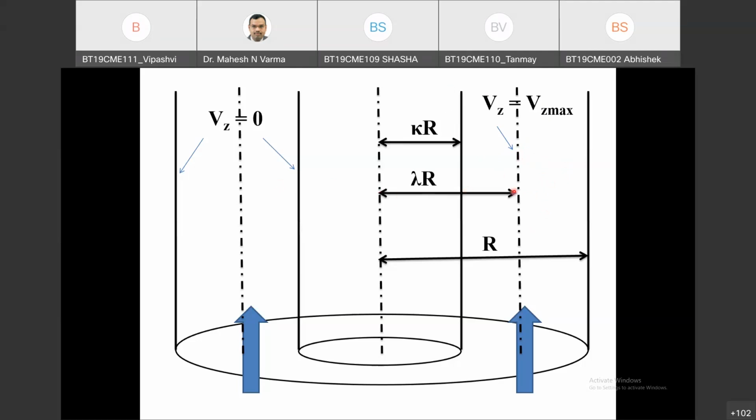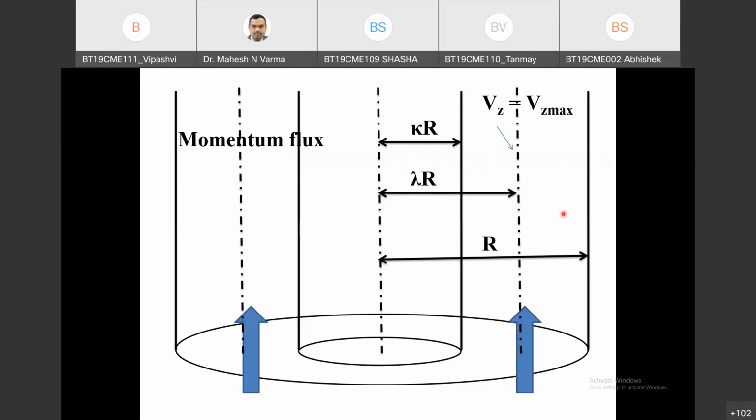And this is say lambda r. Say kappa equals 0.75. Kappa will be between 0 and 1. It cannot be 0, it cannot be 1, and lambda will be between kappa and 1. Say, for example, the outer diameter of this pipe is 1 meter. This will be 0.75 meter, and then this will be something around 0.8 meter, 0.85 meter or so. This will be lambda r.